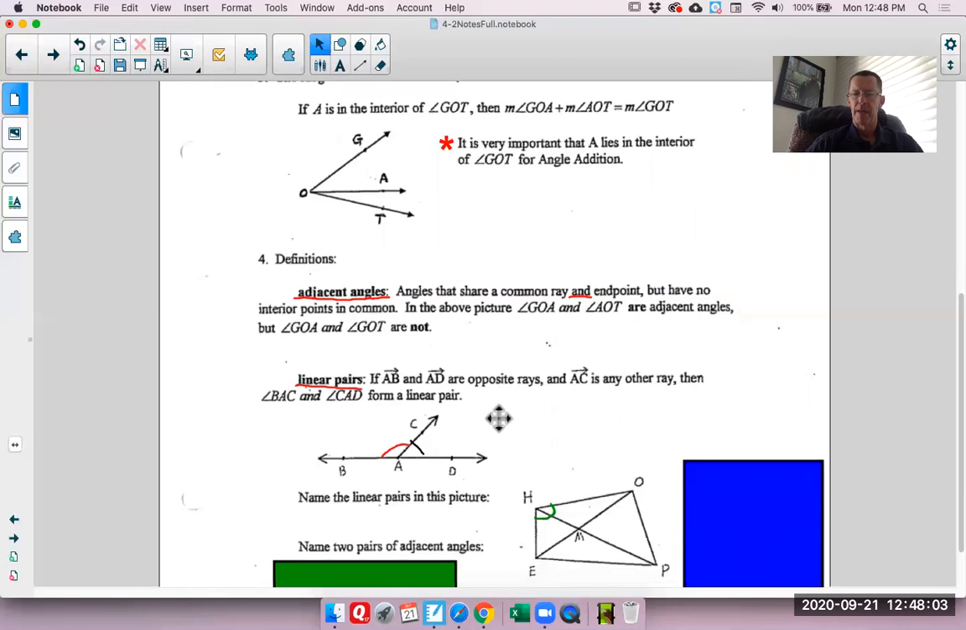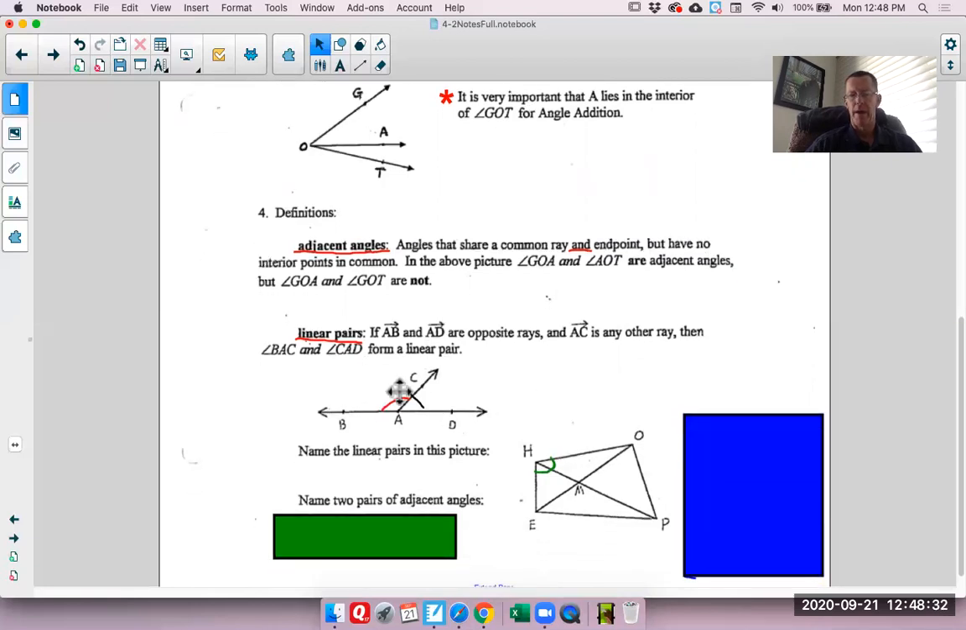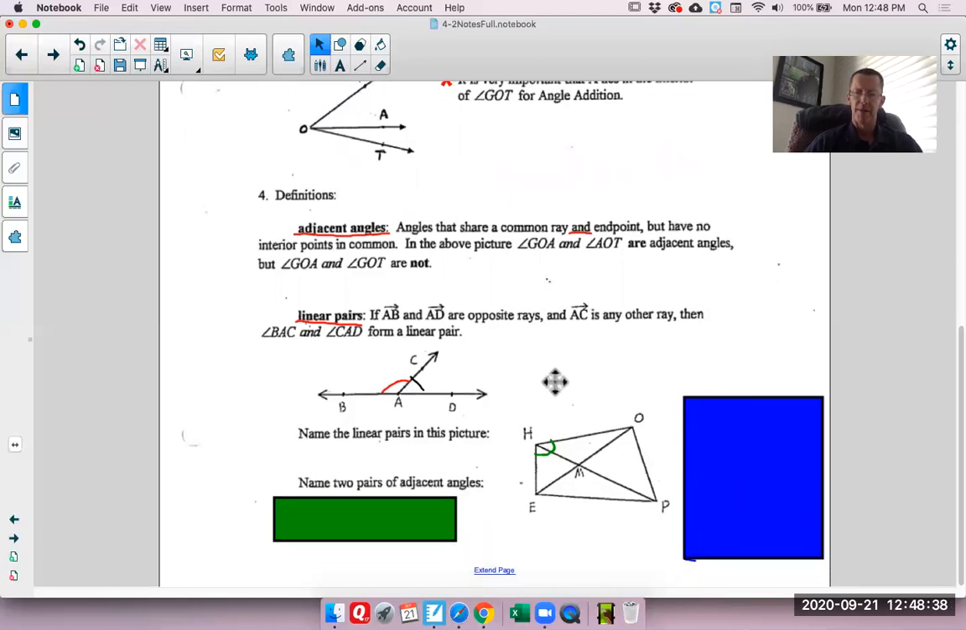Linear pairs. Linear pairs are basically pairs of angles where they form up the entire side of a line. So if you have ray AB and ray AD that are opposite rays, so they basically form a line, and AC is any other ray, then we know that angle BAC and CAD form a linear pair. Now you might think you know what the angle measures of those two add up to, and you're right, they do. We'll get to that in a sec, but it's officially not in your geometric sphere of knowledge yet.